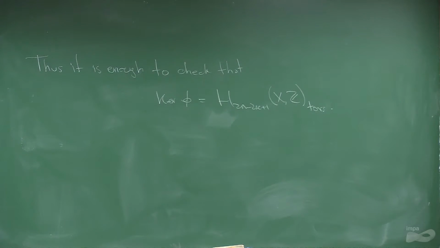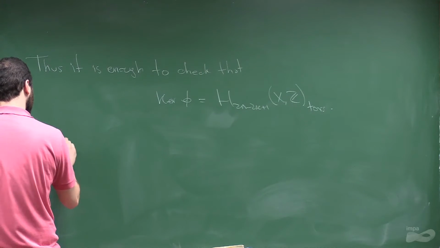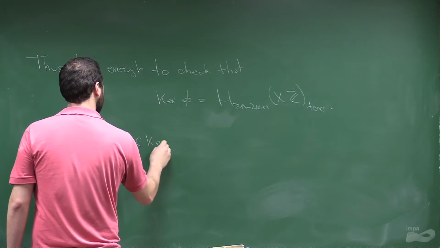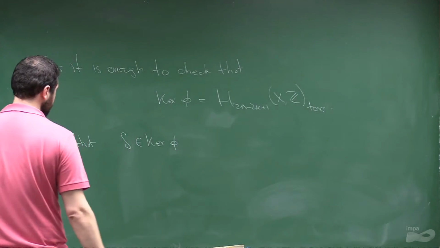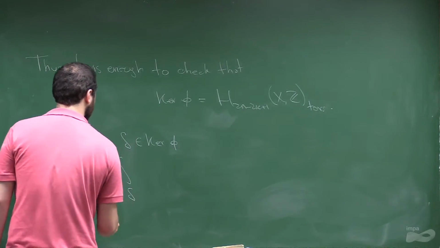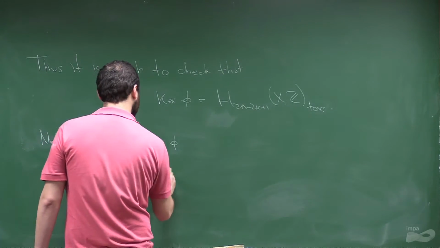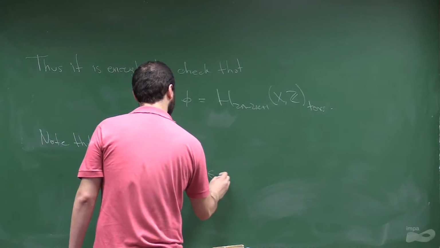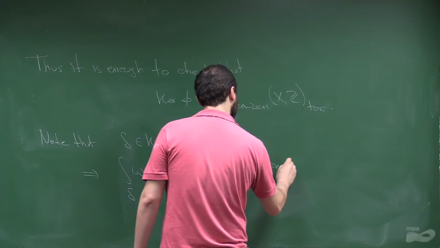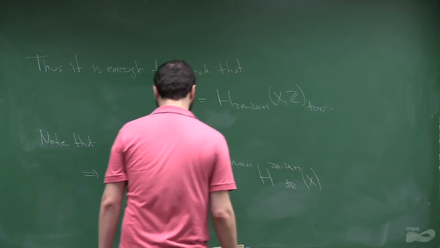Right, and this is quite simple. Just note that if some delta is in the kernel of phi, then the integral of omega over delta is equal to 0 for every omega in F^{n-k+1} H^{2n-2k+1}_{dR}(X), right?